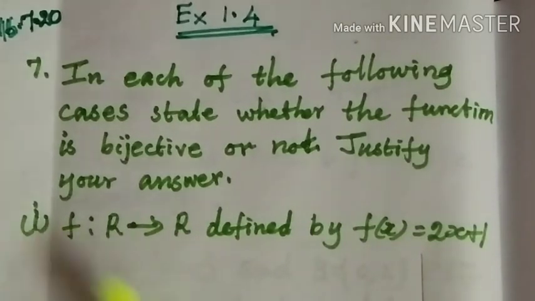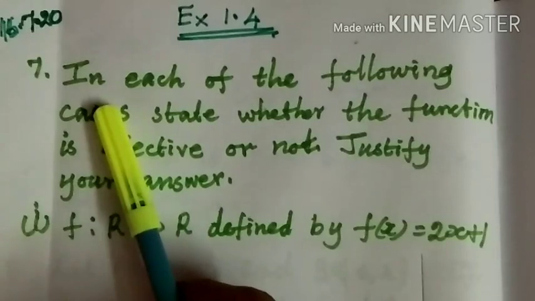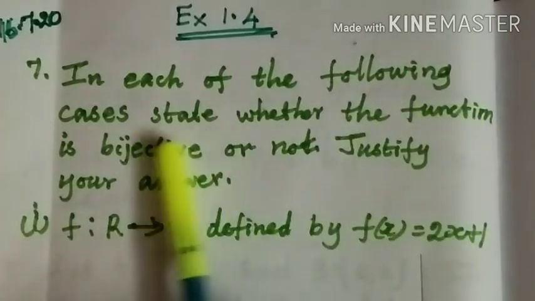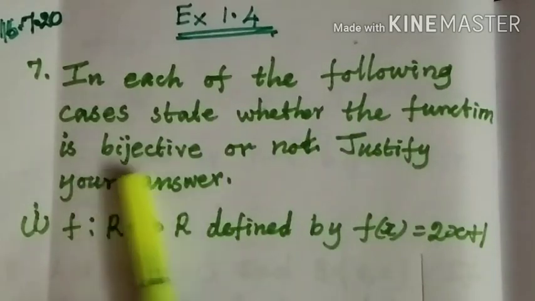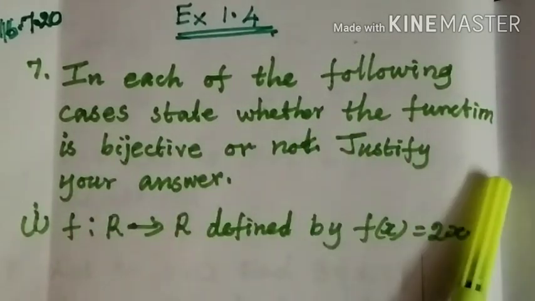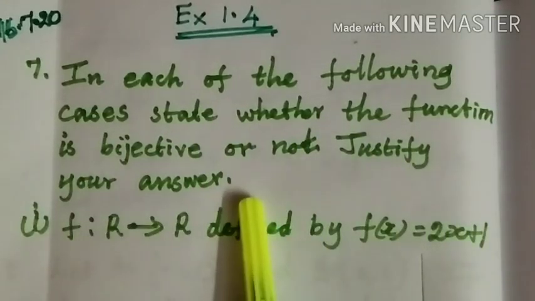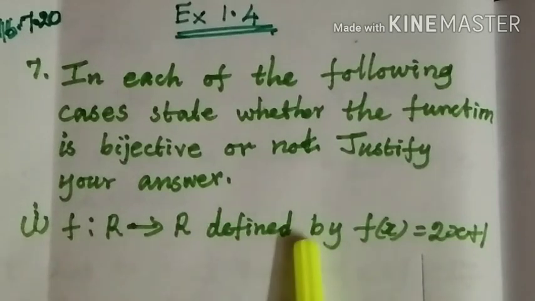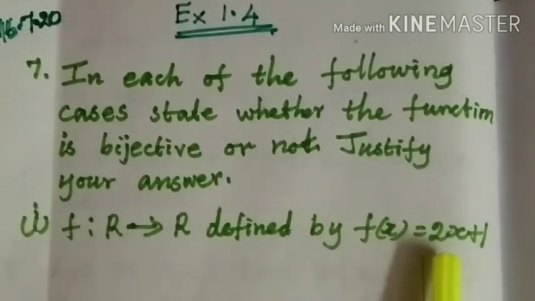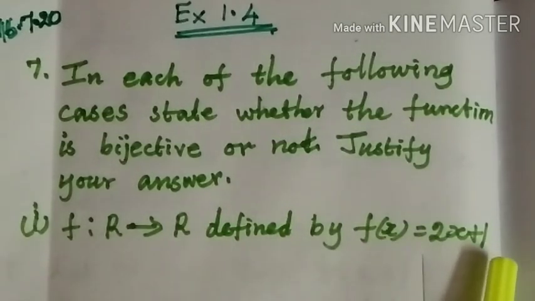See question number 7. In each of the following cases, state whether the function is bijective or not. Justify your answer. First subdivision: f from R to R defined by f of x equal to 2x plus 1.